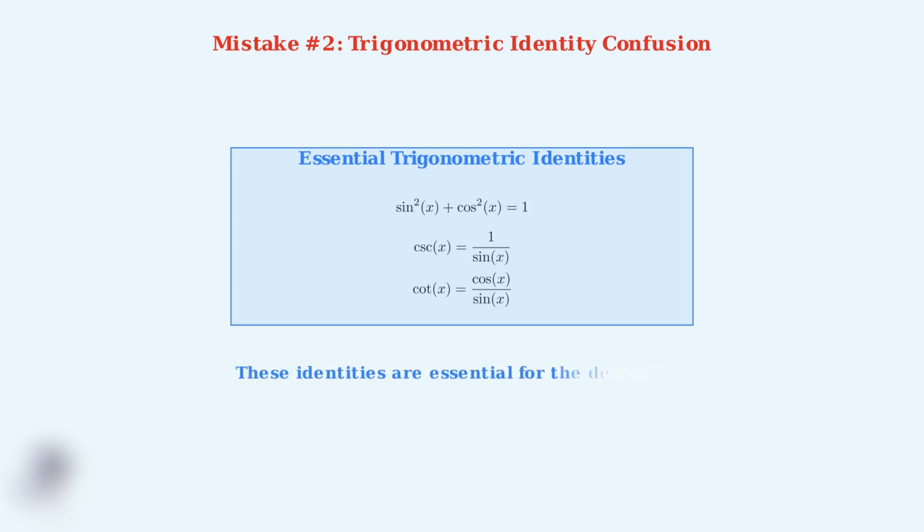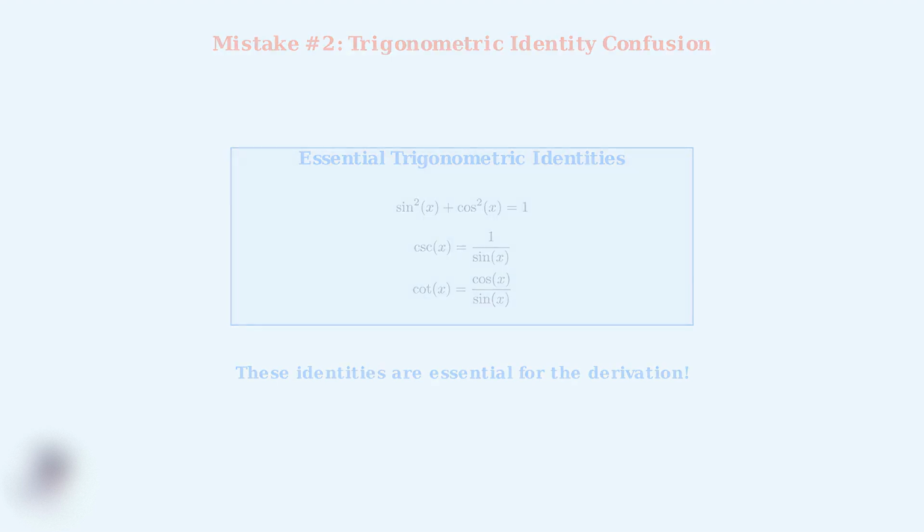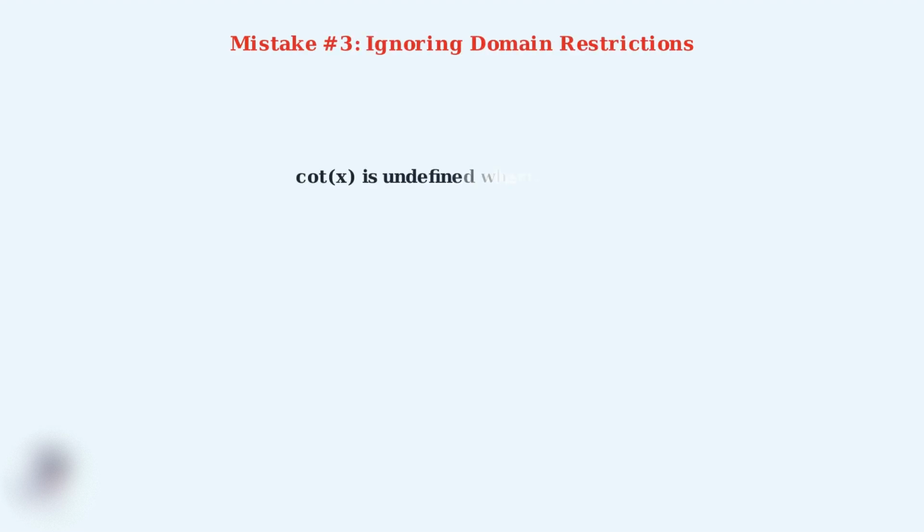These identities work together in our derivation. The Pythagorean identity helps us simplify the numerator, while the reciprocal identity gives us the final cosecant squared form. The third common mistake is ignoring domain restrictions. Students often forget that cotangent is not defined everywhere on the real number line.